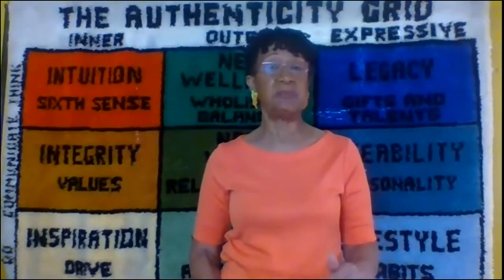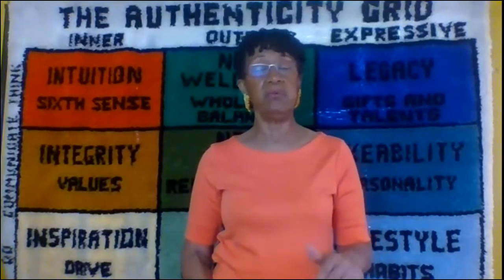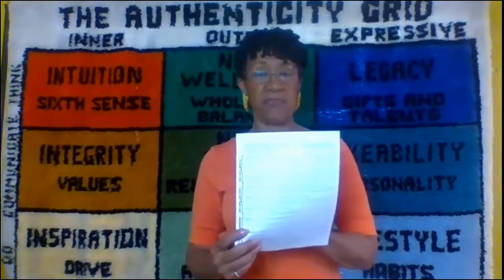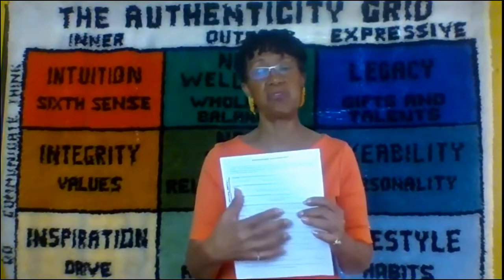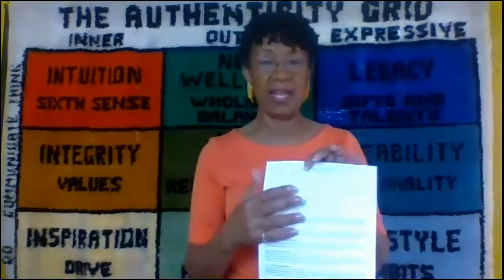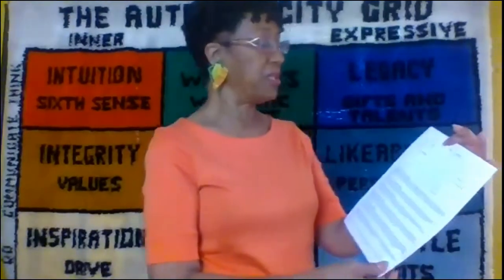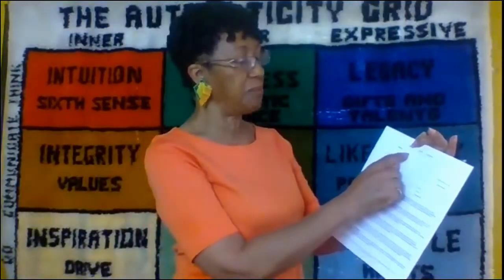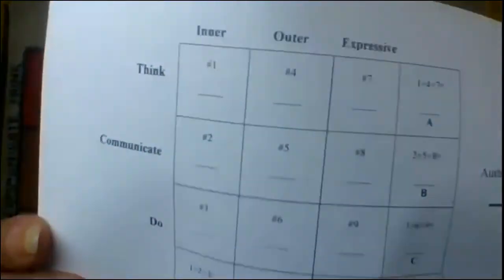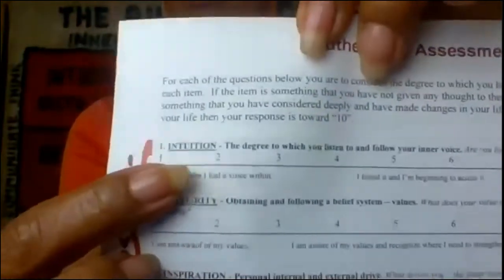So if you took the assessment online, then you just click to complete it and it gives you your scores. If you took it on the paper version, then what you're going to do is transfer your scores from the front to the back. On the back, where you see it has inner, outer, and expressive on the top, and think, communicate, do, you see the numbers in the boxes. So number 1 in the top left box relates to number 1, the first answer you made for intuition, and likewise for the entire grid.